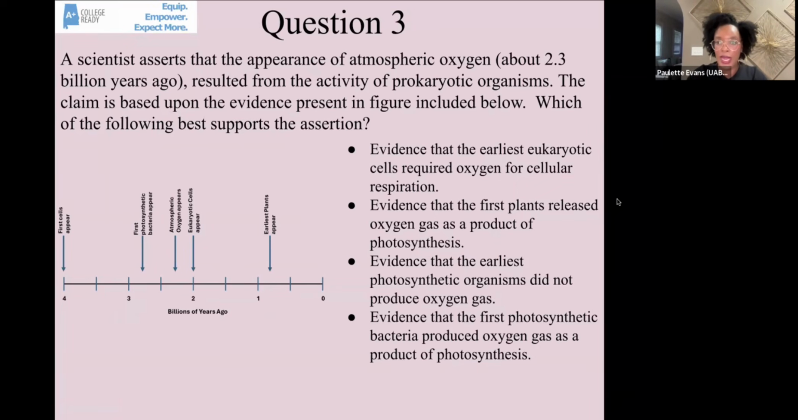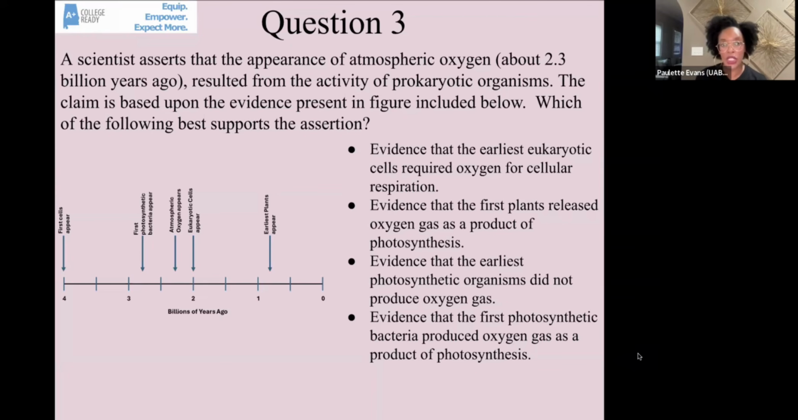Let me move myself out of the way so that you can see the answer choices. There you go. All right. So it says a scientist asserts that the appearance of atmospheric oxygen, which occurred around 2.3 billion years ago, resulted from the activity of prokaryotic organisms. The claim is based upon the evidence present in the figure included below. Which of the following best supports the assertion?